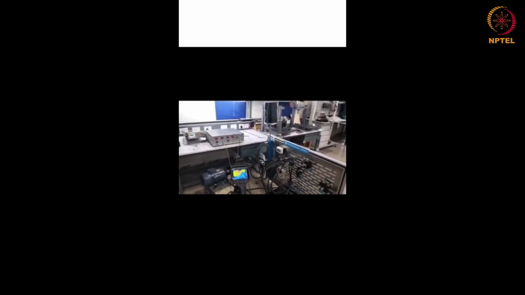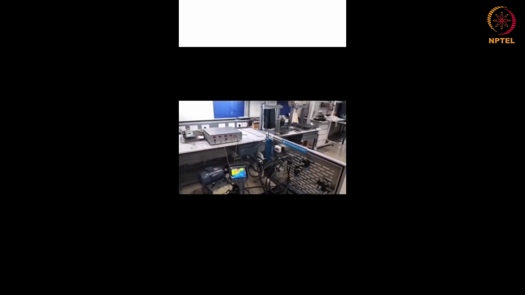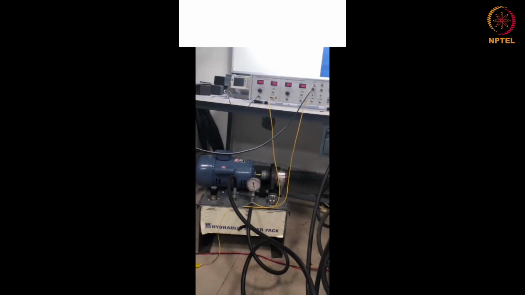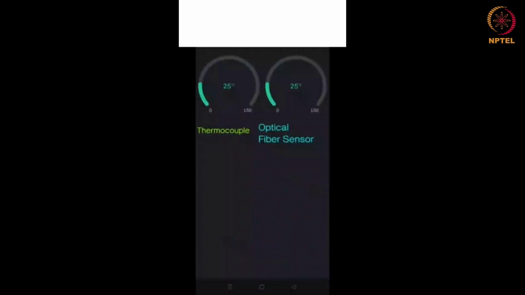As an application, we have tested the sensor performance on a hydraulic power pack, and real-time temperature monitoring under the influence of pressure and load was done through IoT. This was the location in which the sensor was placed.